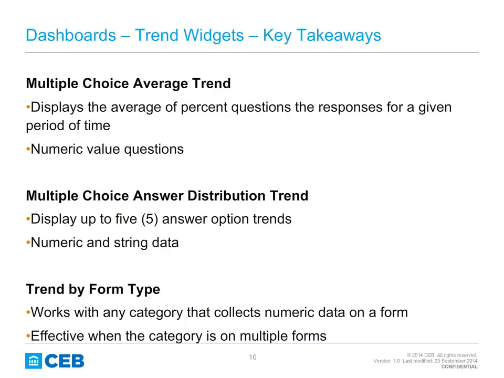And lastly, the trend by form type. This one works with any category that collects numeric data on a form. So if you have a specific category that appears on a post event and a follow-up, you can put a question on both form types, and then you can trend that category so you can see the answers to those questions.